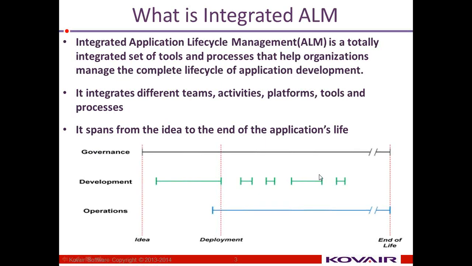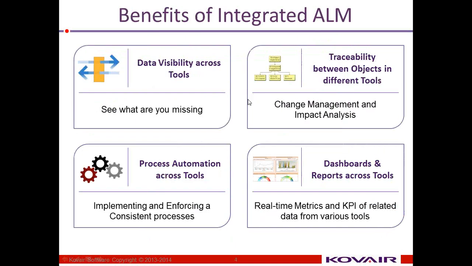What is integrated ALM? So integrated ALM brings together the people, the processes, and the tools that are used in application development. And all these together work as a combined platform, or an integrated platform, where all the tools talk to each other. The first benefit is data visibility across tools. So we get to see all the data that is relevant to each user within their tool of choice.